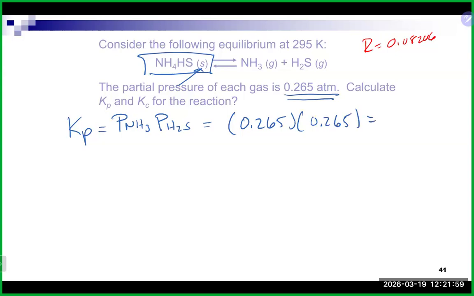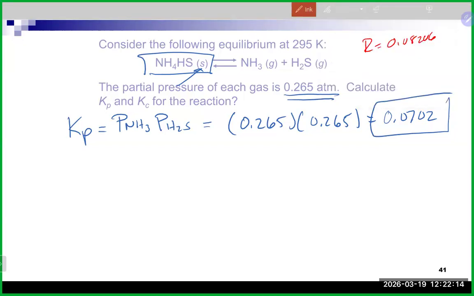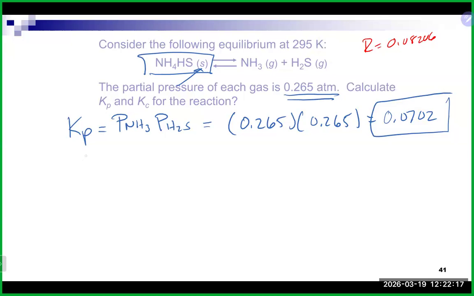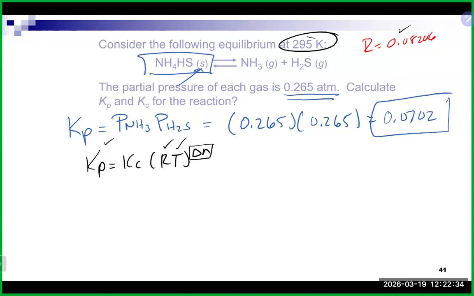And that's going to get us 0.265 squared, which is 0.0702 as our Kp value. Now that we have the Kp value, we use that formula we just saw to convert to our Kc, where Kp is equal to Kc (RT)^Δn. In this case, our temperature is already in Kelvin, so we're good to go on that. We just calculated Kp, so we got that. R is a constant. And really, the only thing we need here is our Δn.